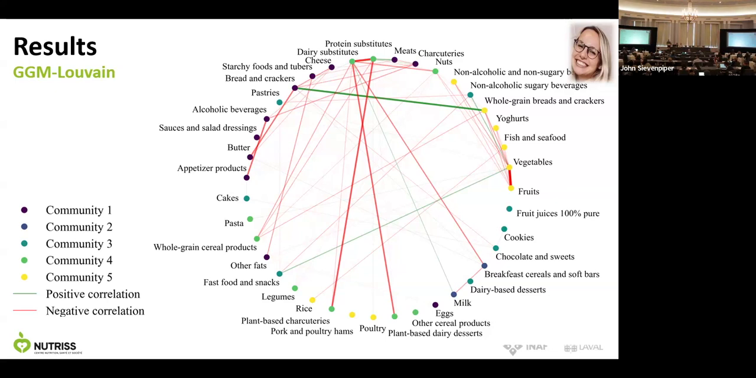You can't see much. But if it's a red line, it's a negative correlation. If it's a green line, it's a positive correlation. So some foods are more strongly correlated with others. Other foods are not correlated at all with others. And this reflects how foods are consumed in a population.